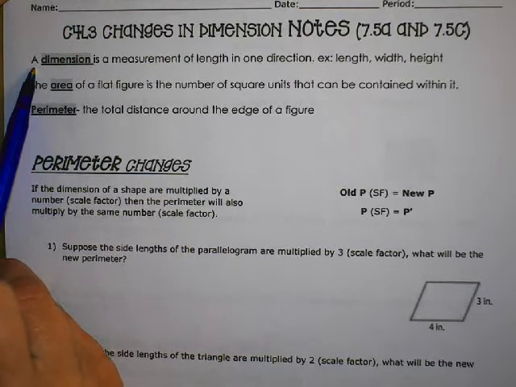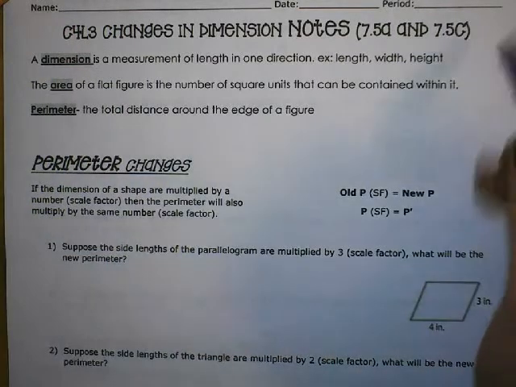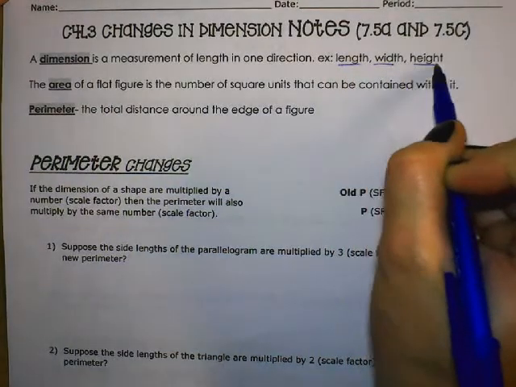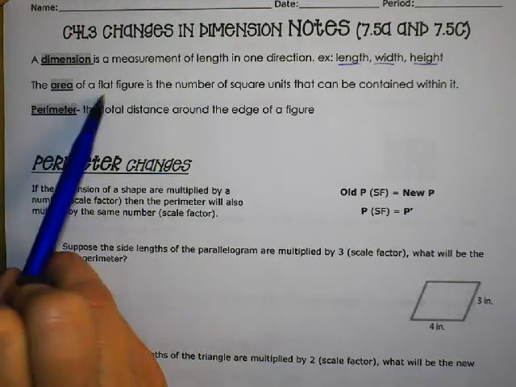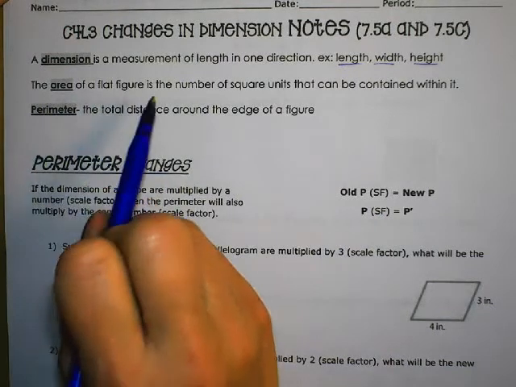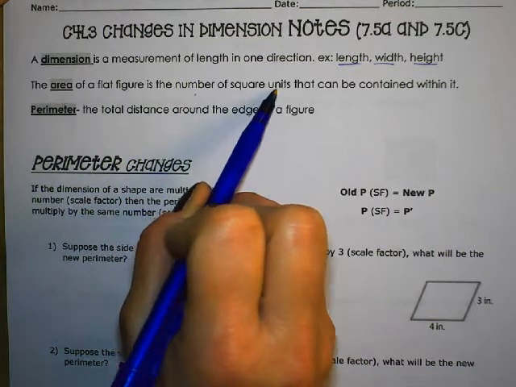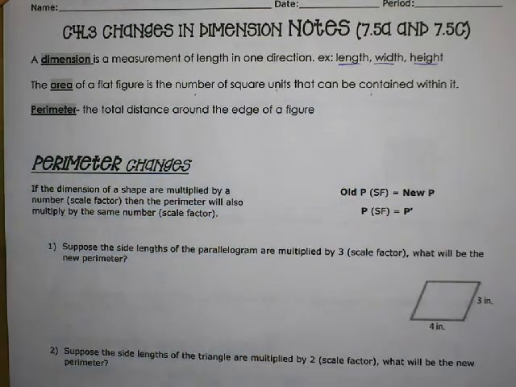A dimension is a measurement of length in one direction. We typically see the length, the width, and the height. The area is the flat figure, and it's the number of square units that can be contained within. We have found the area of rectangles up to this point. Later on, we will be finding the area of triangles and other figures as well. We will still use the length, width, and height.